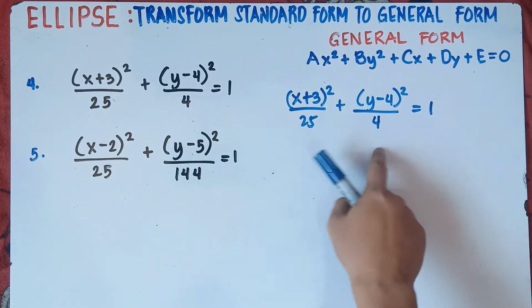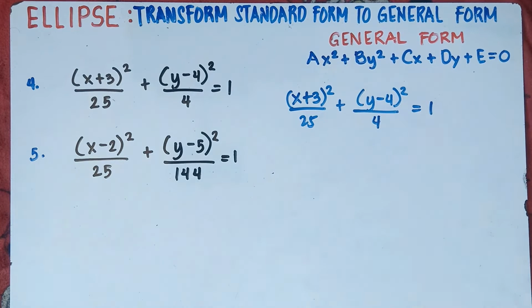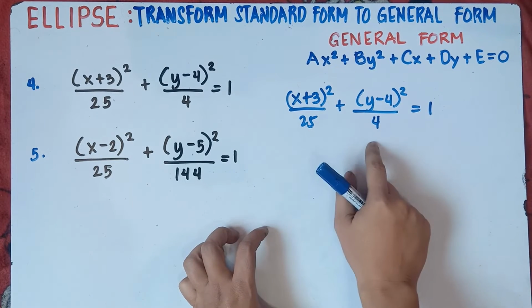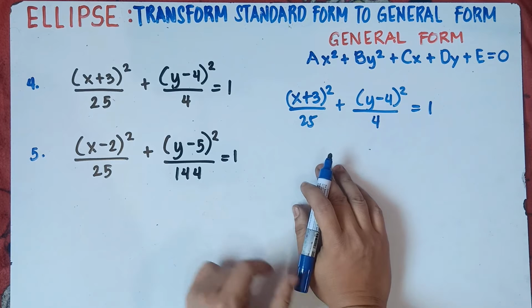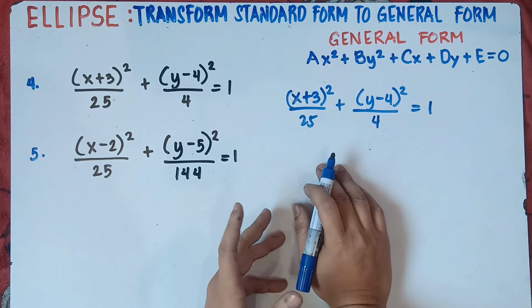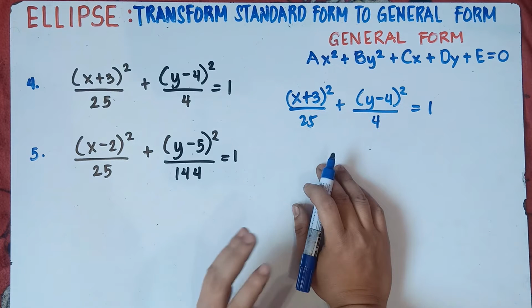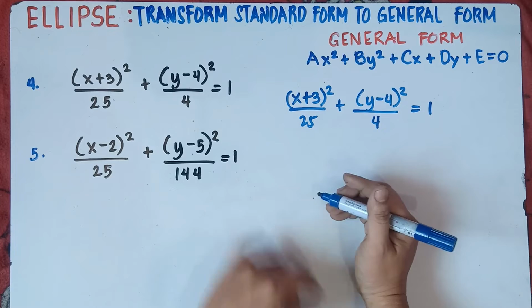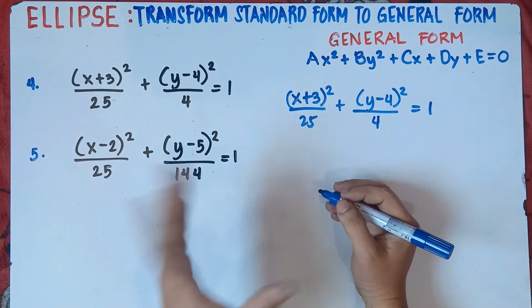Once again, eliminate these denominators. How to do that, sir? You need to find the LCM, the least common multiple. What is the least number that we can divide by both 25 and 4? If we do it manually, it will really take time, so we just need to think of a number that is divisible by 25 and 4. But let's do it manually, class.